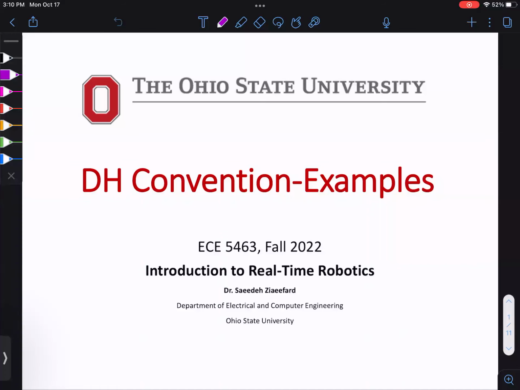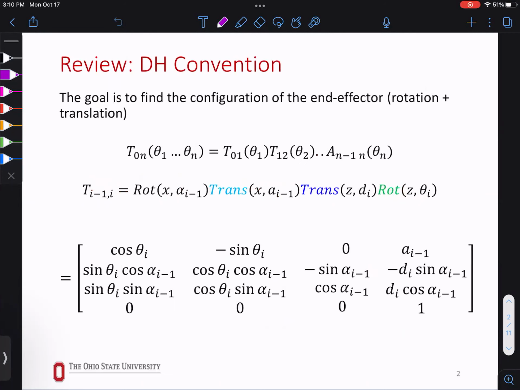That we're going to go over today with one example. So I'm going to quickly go over all the basics that you might have forgotten from before the break. So we said that for DH convention, our goal is to find the configuration of our end effector. When we say configuration, we mean orientation and position, right?